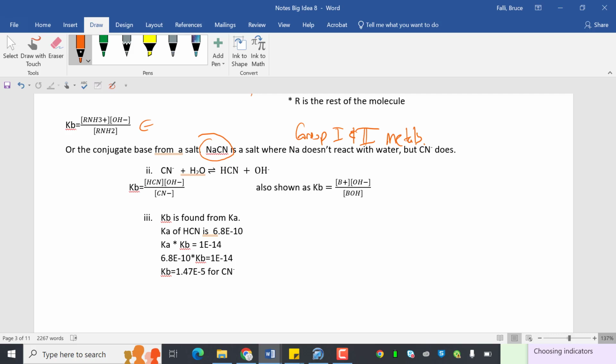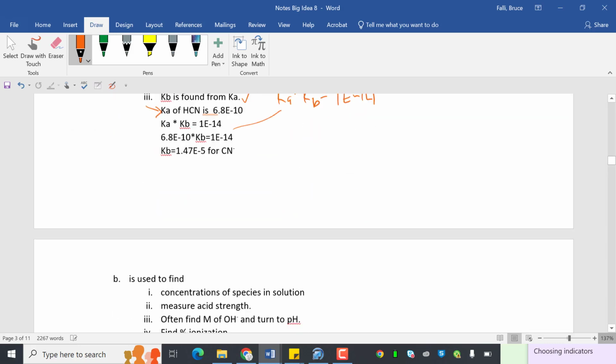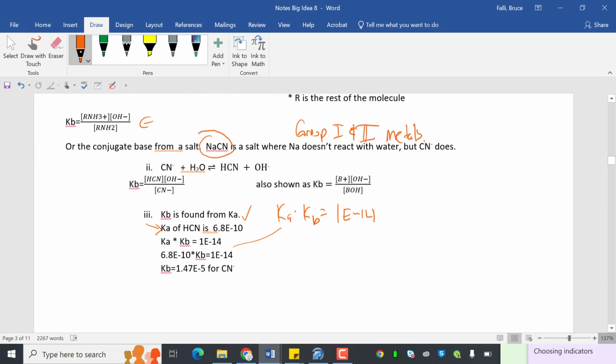All right, so things you should know. Kb is found from Ka. Remember, Ka times Kb equals 1e negative 14. If they give you the Ka of this, there you go. And I guess I should have just looked right there. So we're looking up here.